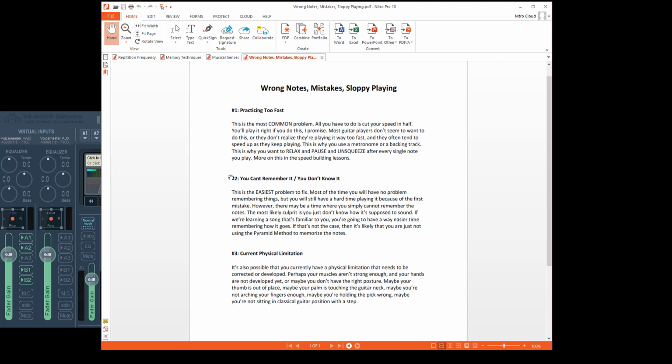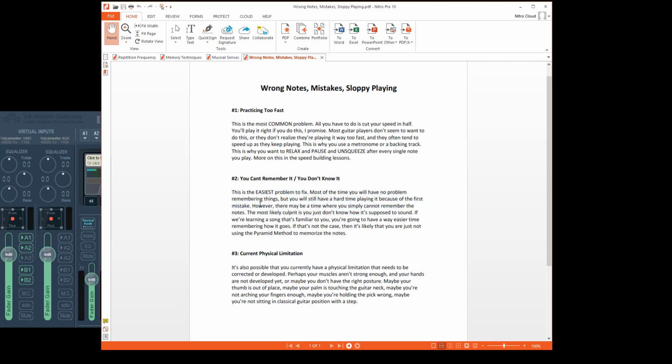If you've got the song down, if you really know how it's supposed to sound, and you still can't get it, well, then it means that you're probably not using the pyramid method to memorize the notes. And this is going to be the best method for you to remember the song.